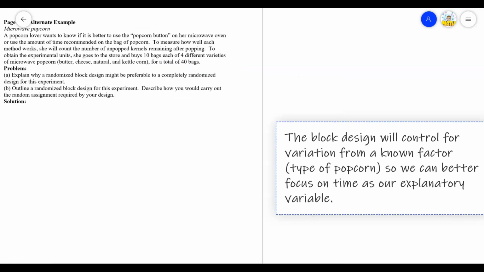Okay, so that's how I would explain why we would use a block design in part A, right? Explain why a randomized block design might be preferable, right? Because type of popcorn could easily influence the amount of unpopped kernels.